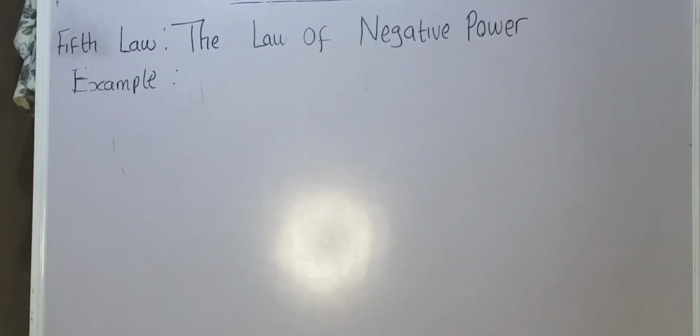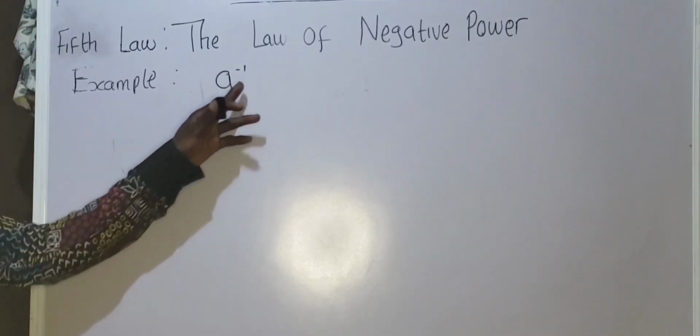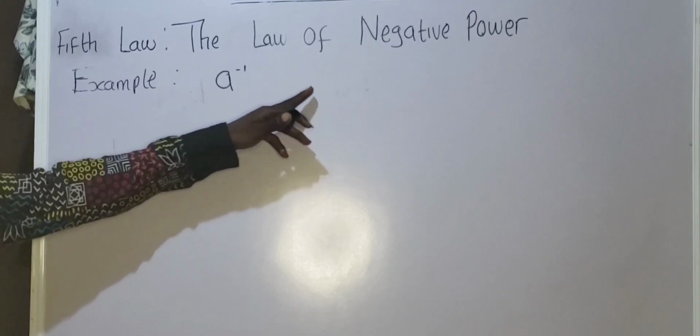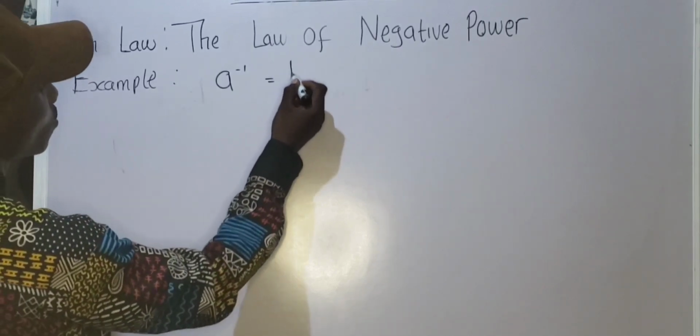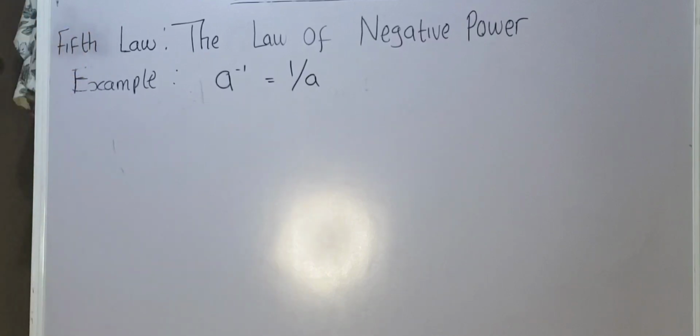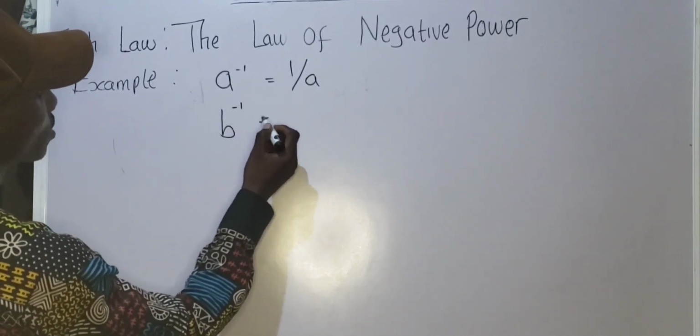The law of negative power states that when a number is raised to a negative power, we are going to take the reciprocal of that number. So a number raised to a negative power denotes its reciprocal. Are you getting it? So if I have a raised to the power of -1, you can see that this is a negative power. And according to the law, we are going to take the reciprocal of a. So for this, I'm going to have 1 over a.